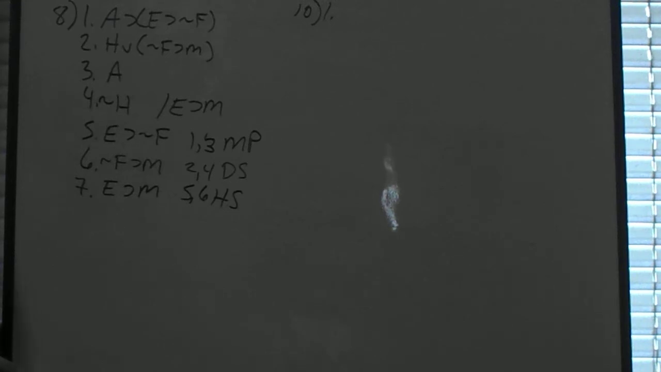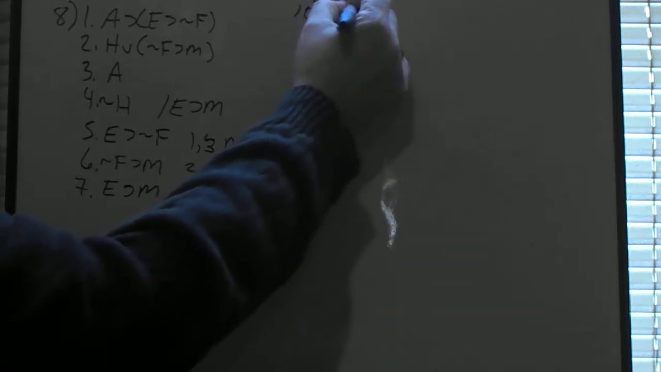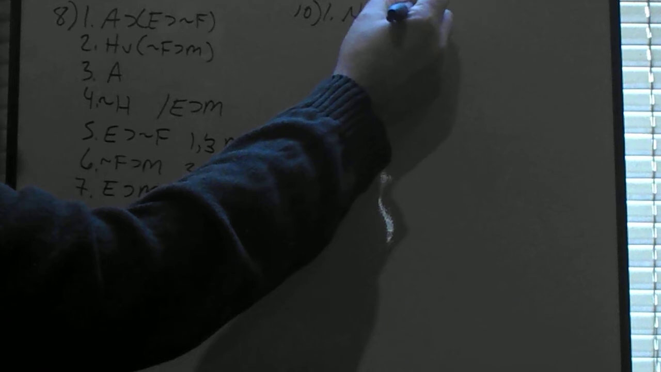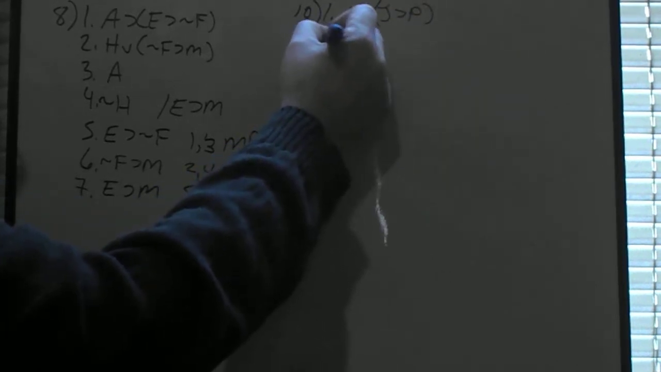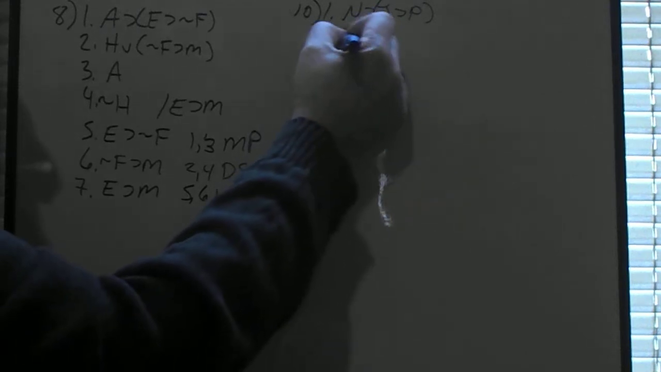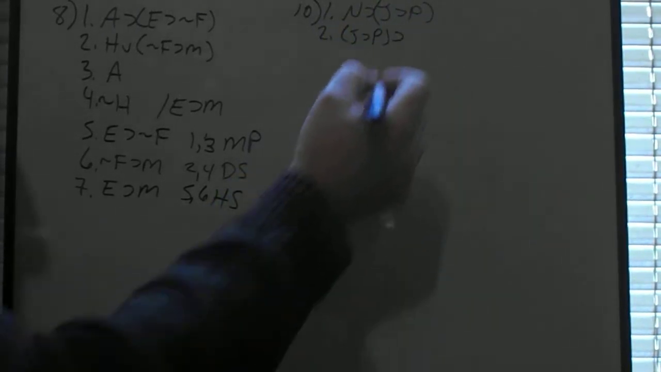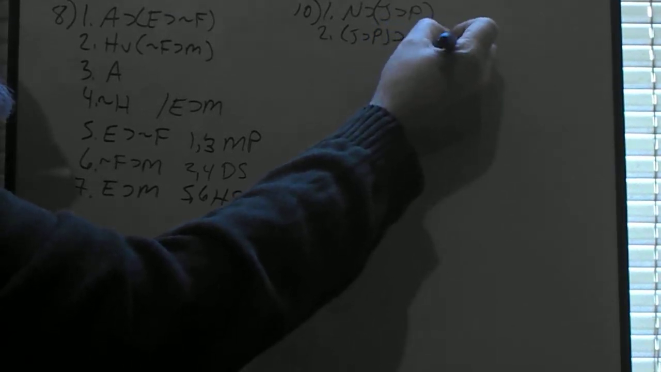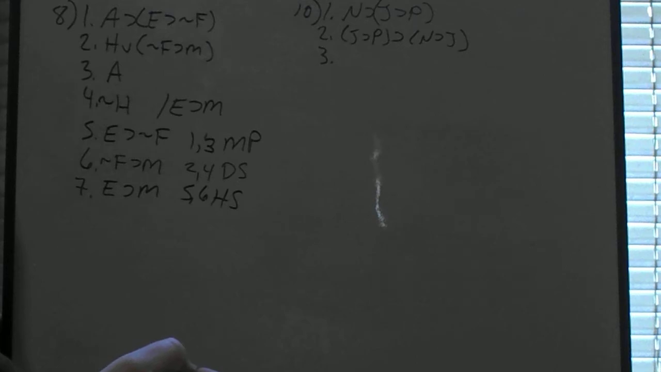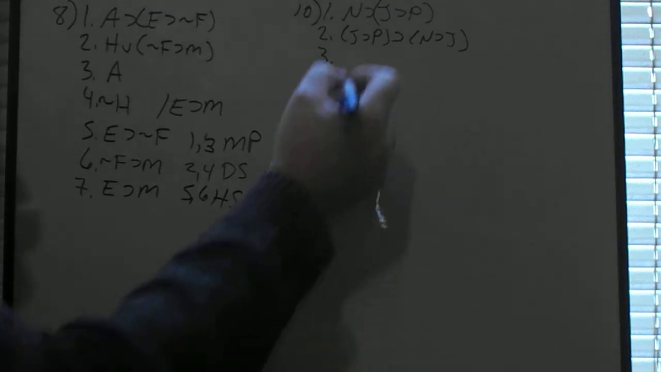Number 10, we've got 1. If N, then J, then P. Number 2 is J, then P, then N, then J. Number 3 is N, therefore P.